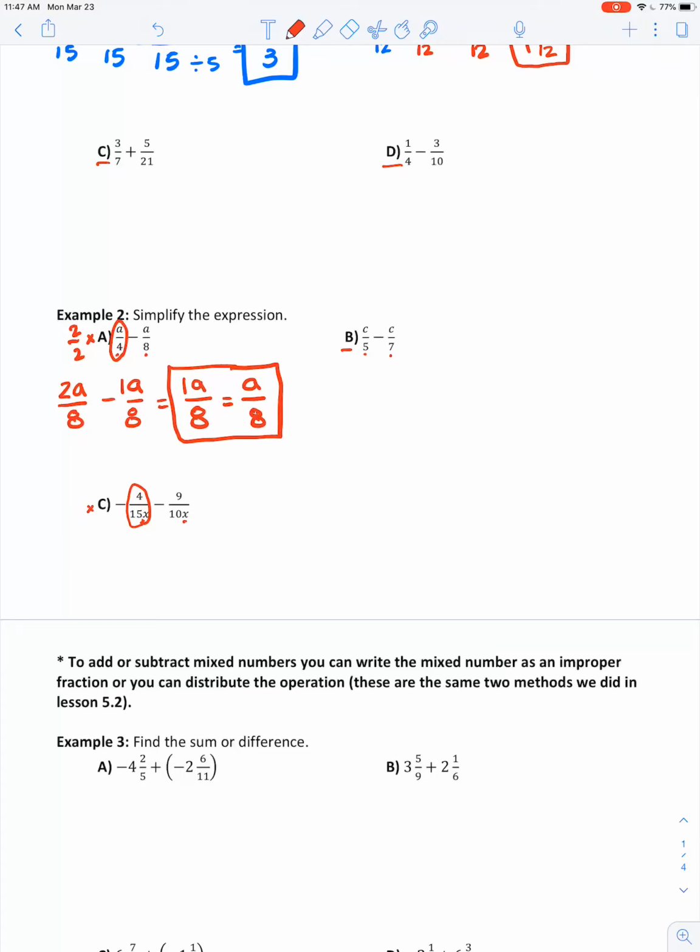So I know that 15 times 2 is 30. That means I also times the top number by 2. So now we have negative 4 times 2 is a negative 8, and 2 times 15x is 30x. Okay, if I want to times the other fraction, 10 times 3 is 30. So we're going to times 3 both on the top and the bottom. So we have 9 times 3, which is 27, and 10x times 3 is 30x.